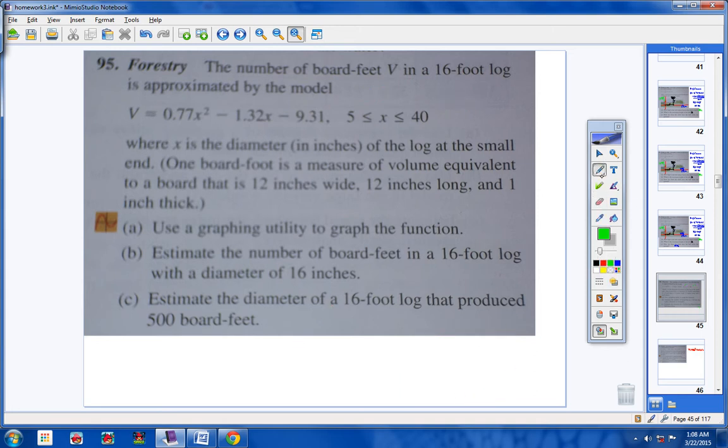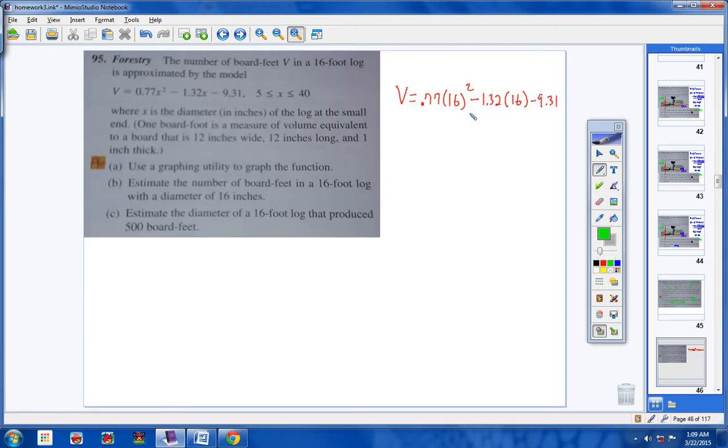Okay, letter B. Estimate the number of board feet in a 16-foot log with a diameter of 16. So remember, if my diameter is 16, then everywhere there's an X, I'm going to simply put 16. Now, this formula only works when the log is 16 feet long, and notice it says you have a 16-foot log, okay? So everywhere there's an X, I'm going to put a 16, not because of the log length, but because the diameter is 16 inches. So there we go. Everywhere there's an X, I put 16.